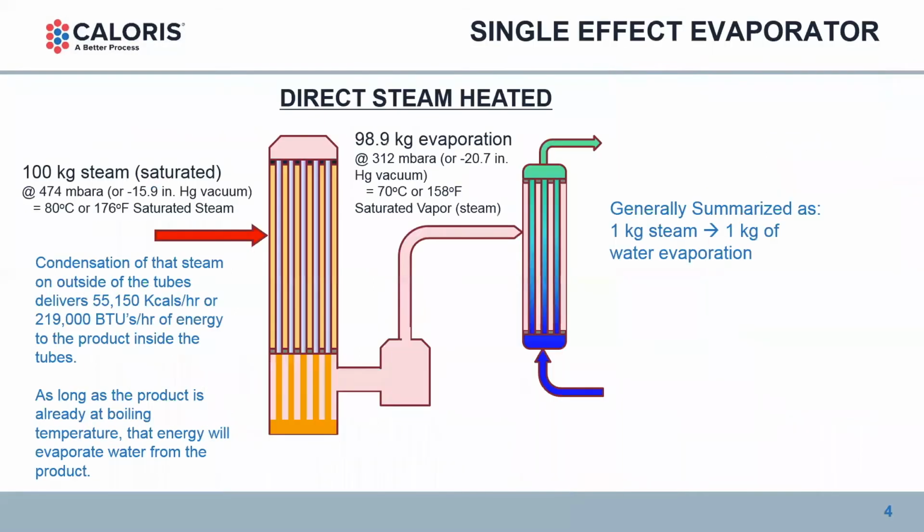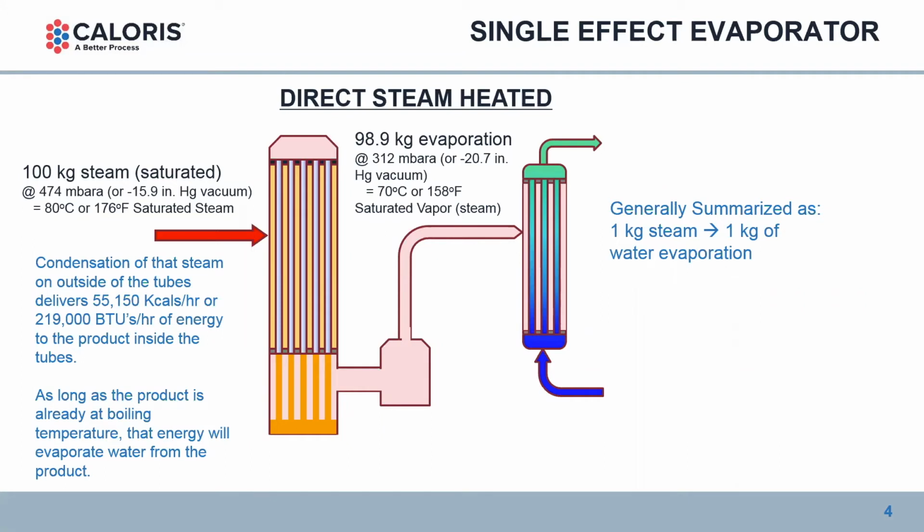So I'll go with the first example of a direct steam heated evaporator, single effect. I've got one effect here where, in this case, I'm putting 100 kilograms of steam into the shell, and that's saturated steam. I'm using the example of 80 degrees Celsius, 176 Fahrenheit for the steam temperature coming in there.